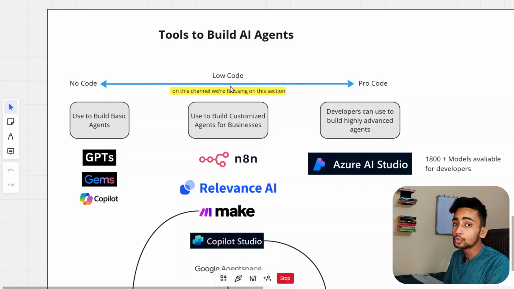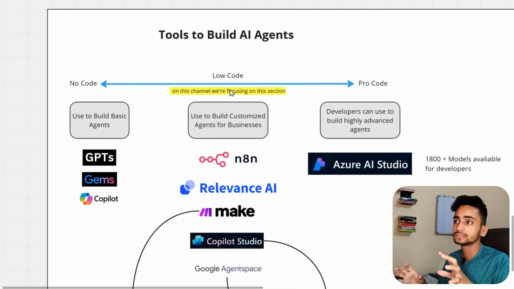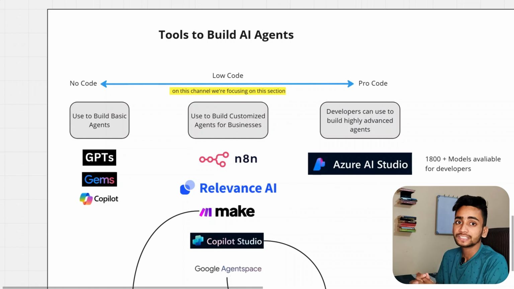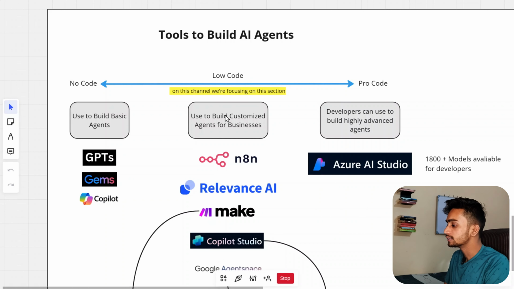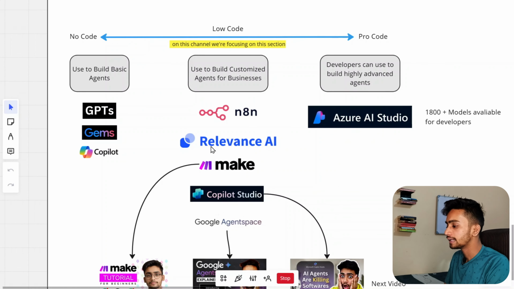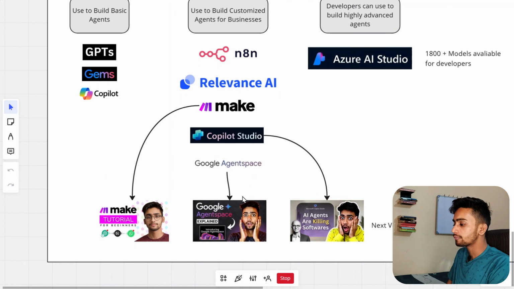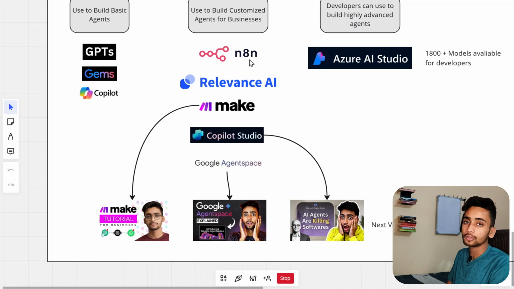Second are low code AI agent builders. This channel is mostly focusing on this particular section, that is low code AI agent builders. So these agent builders can be used to build customized agents for businesses. Some examples can be n8n, Relevance AI, Make.com, and you can see how we are focusing on low code AI agent builders, which can be used to build customized agents for businesses, because many videos I have already created are on the tools that are low code tools.